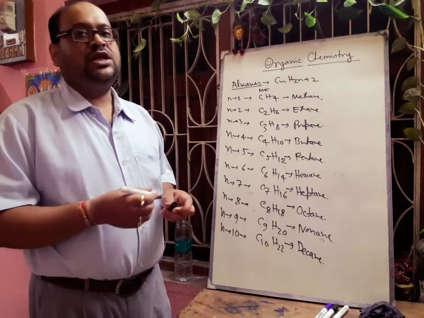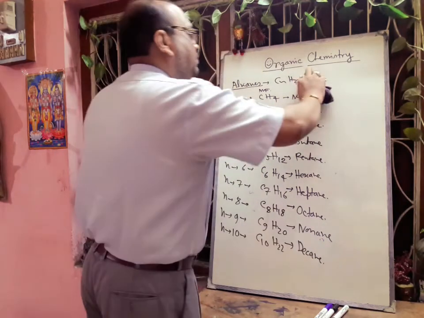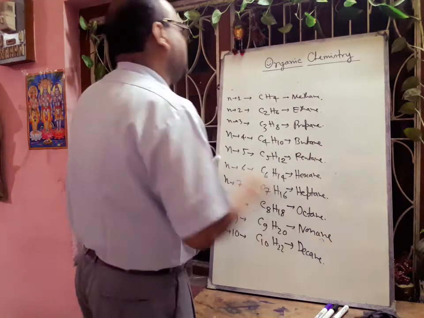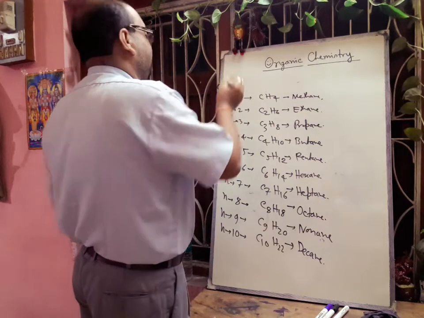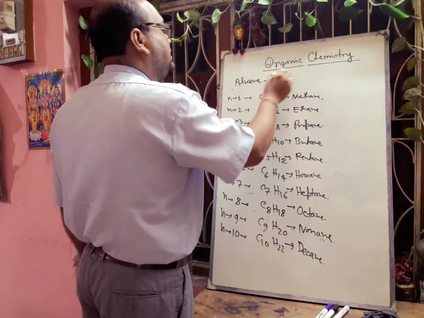Okay. Next we will discuss the homologous series of the alkene. In case of alkene, the general formula is CnH2n.